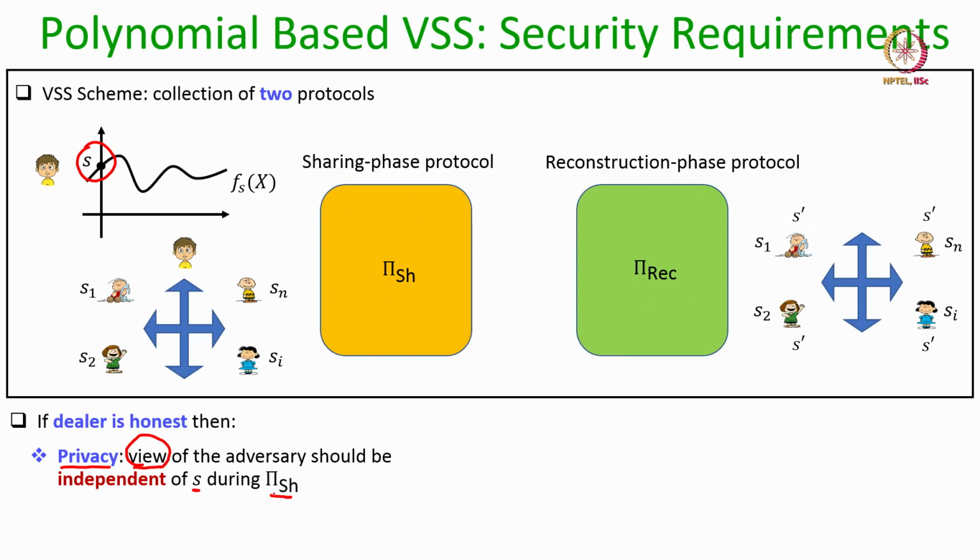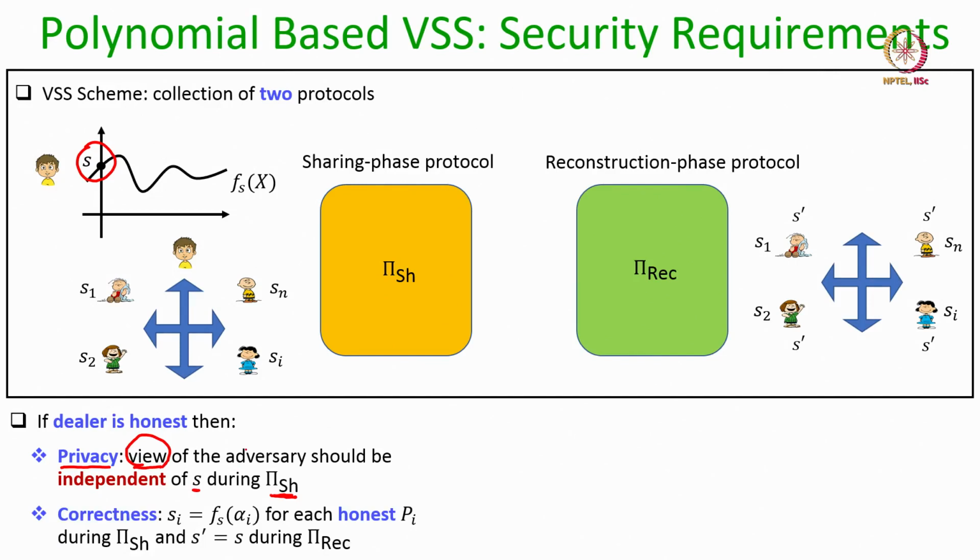I stress that the privacy is required only for the sharing phase, not for the reconstruction phase, because anyhow in the reconstruction phase the parties will be reconstructing the dealer's secret, and at that time everyone will know what the dealer's secret was. So, at that time we can't ask for the privacy of the dealer's secret, because everyone is supposed to learn the dealer's secret during the reconstruction phase.